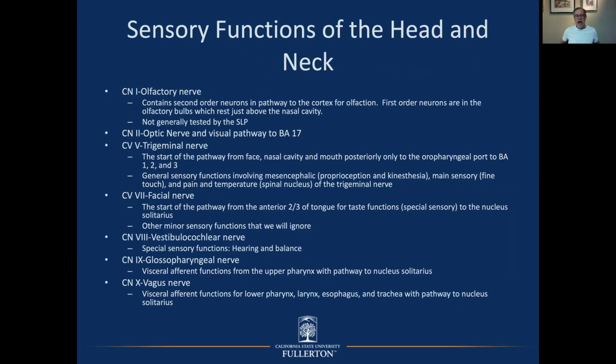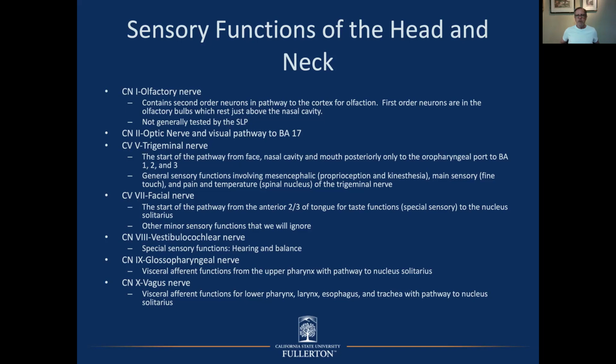Now this slide, which I think is number 18, shows all the sensory functions of the head and neck as far as the cranial nerves are concerned. So we've added a couple cranial nerves. We've added number 1, the olfactory, which subserves the sense of smell, olfaction. The first order neurons are located in the olfactory bulbs, which rest at the top of the nasal cavity.